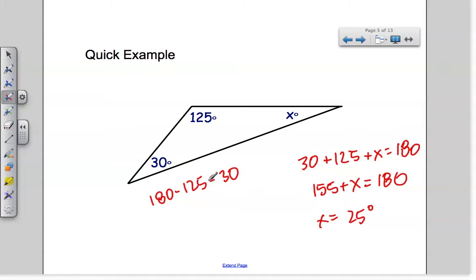It really doesn't matter what order you go about this or how exactly you find that angle measure, as long as you get familiar with finding a missing angle measure in a triangle, knowing the angles add up to 180.